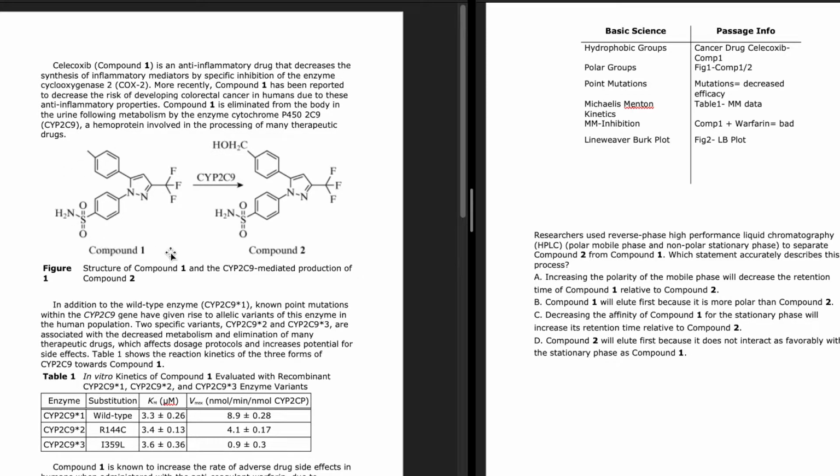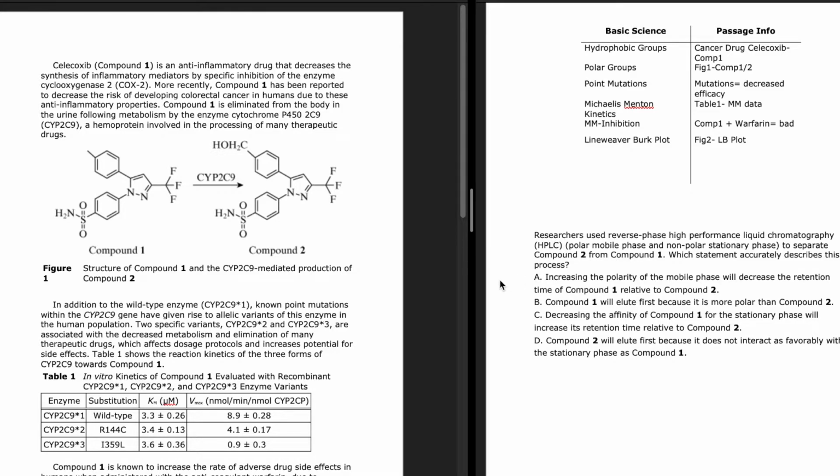Now that I'm actually in the question, I'll analyze this a little bit more intently. The difference between compound 1 and compound 2 is really just this group up here. So compound 2 is slightly more polar. Now, going back to this question, if I were to rephrase this simply, it's asking which one of these will come out first. Well, I know that if there is a nonpolar stationary phase, the nonpolar or hydrophobic group is going to stick to the column more tightly, so it's going to come out second. So I know that compound 1 is going to elute after compound 2, or in other words, compound 2 is going to elute first. So now let's go through these answer choices.